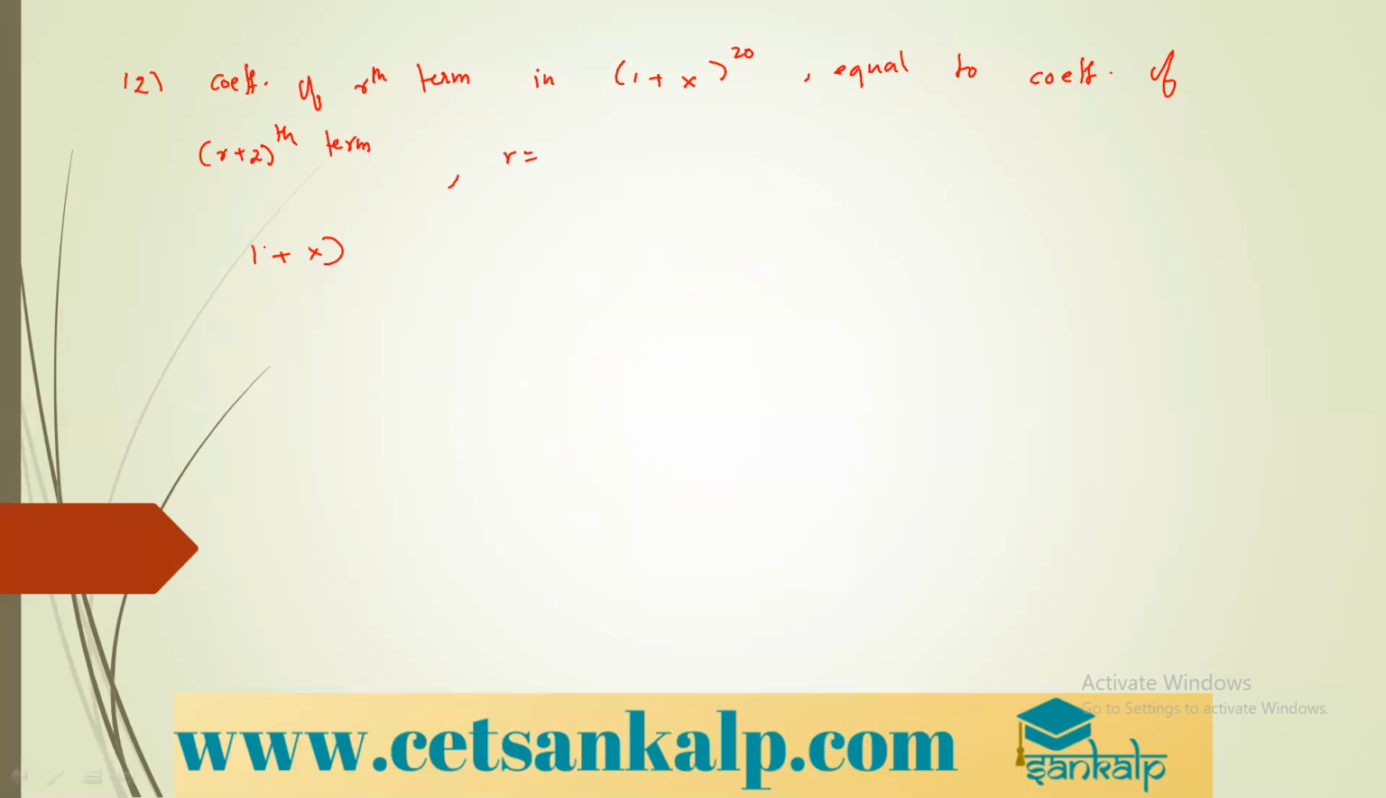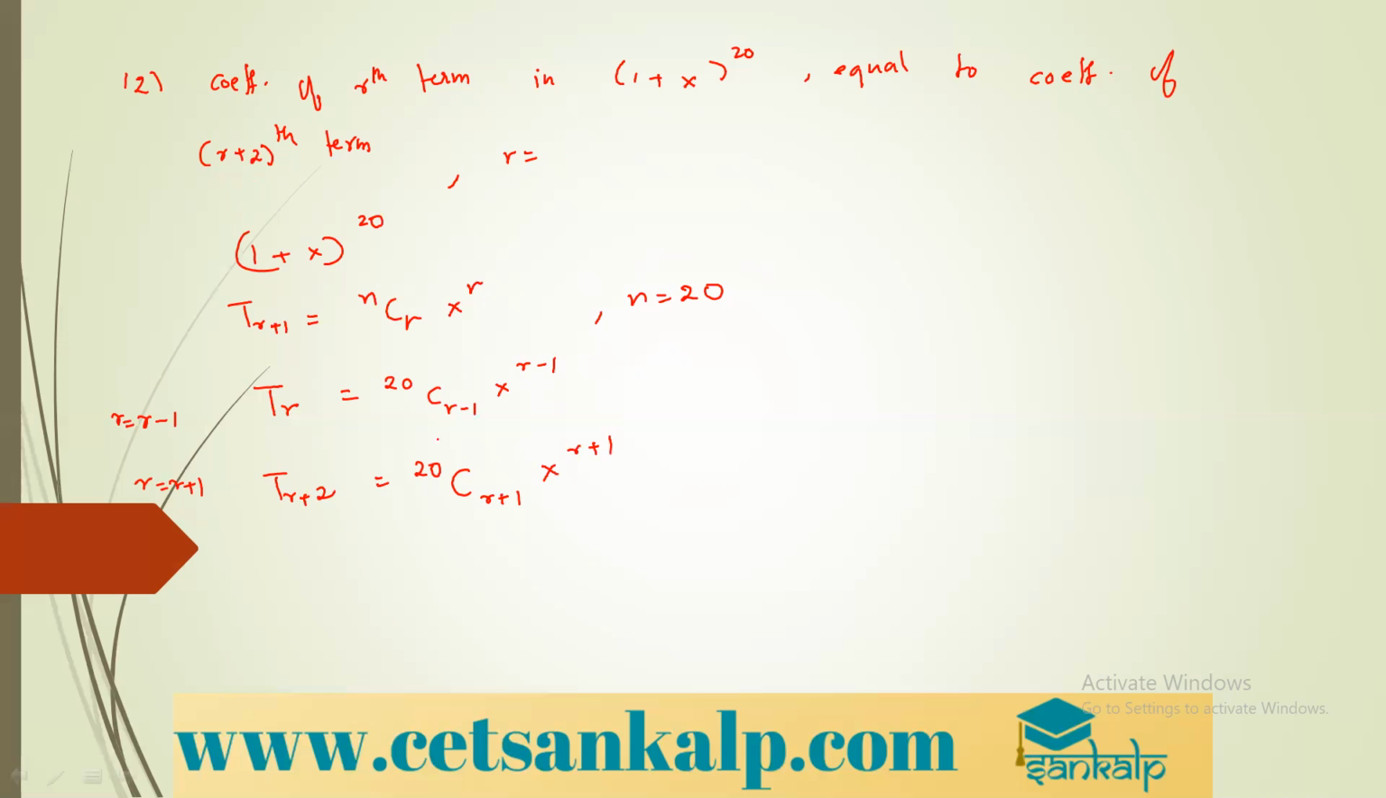So first of all, we will take (1 + x)^20. T(r+1) will be nCr x^r. Remember, the power n is 20. If you are taking the rth term, in place of r you have to write r minus 1. So n is 20, r is r minus 1, x to the power r minus 1. Then for the (r + 2)th term, r has to be r plus 1. So n is 20, r is r plus 1, x to the power r plus 1. These two coefficients are equal.